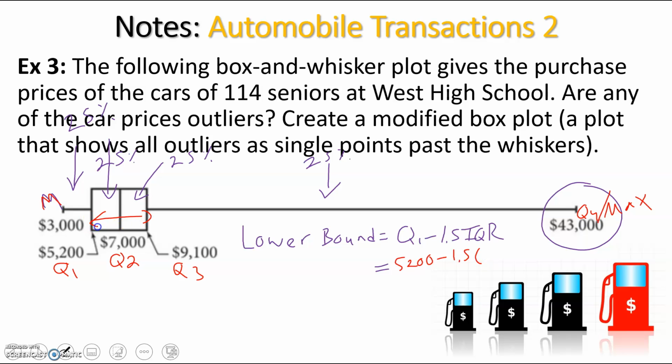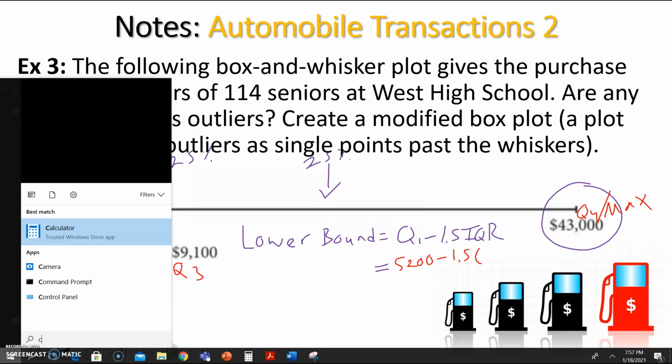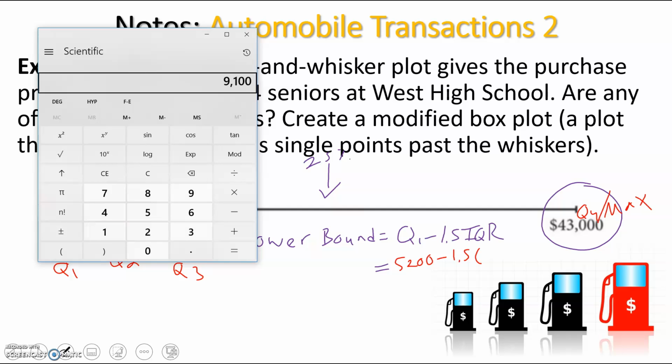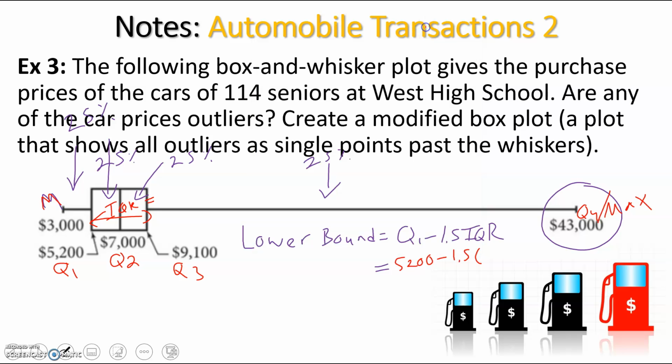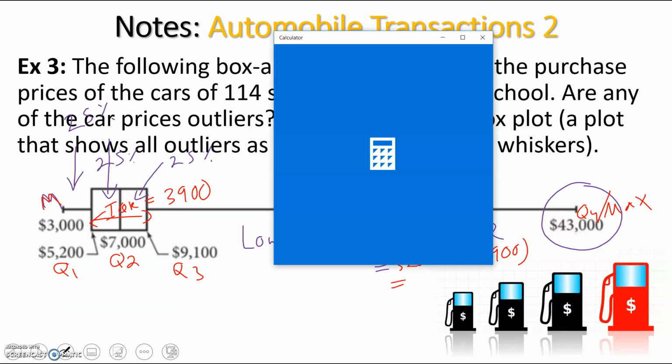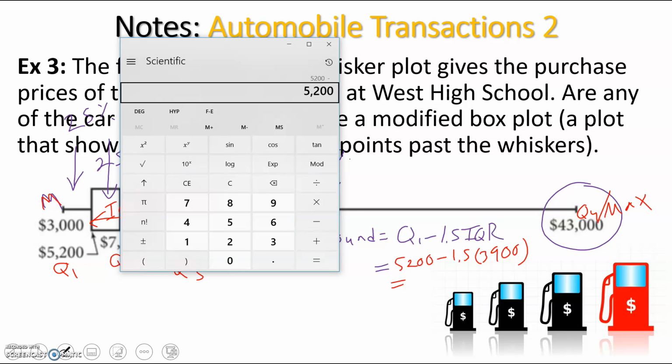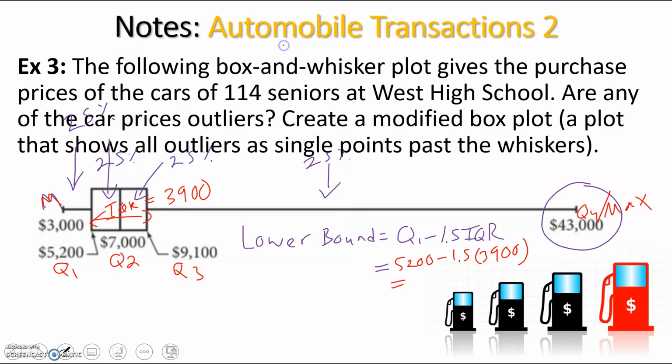Remember, that's the difference between Q3 and Q1. In this case, let's calculate that. We have a difference between 9,100 and 5,200. So that's 3,900 for our IQR. So 3,900. And then let's calculate. So we have 5,200 minus 1.5 times 3,900, which is negative 650. So unless the car is negative $650, we don't have an issue with the lower bound.